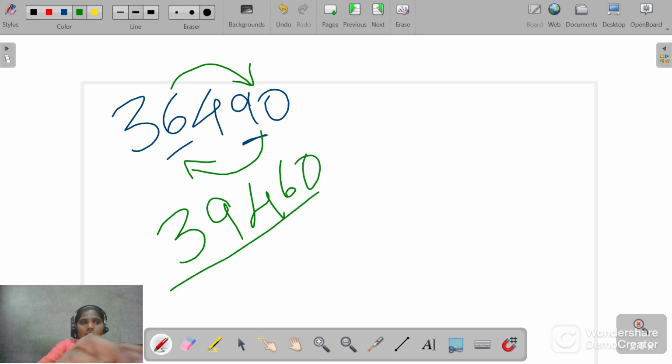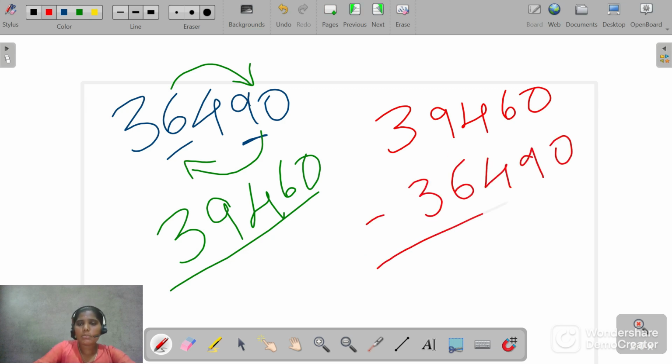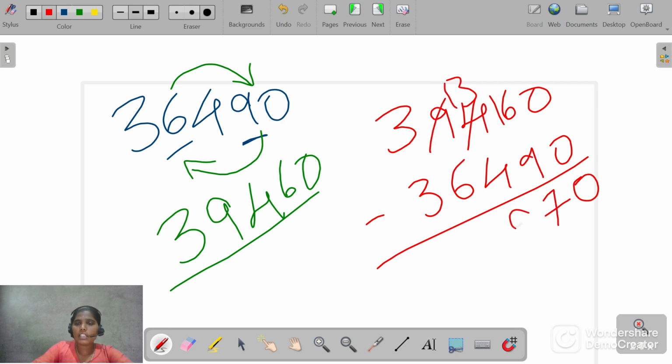So first we'll just write it down. The number 39460 minus 36490. When we subtract it, we'll get the answer. This will be 10 and 0, so 10 minus 9 is 1... Then 6 minus 4 is 2, and this will be 9, 9 minus 6 is 3, and this will be 0. So we have to find this option, 2970.